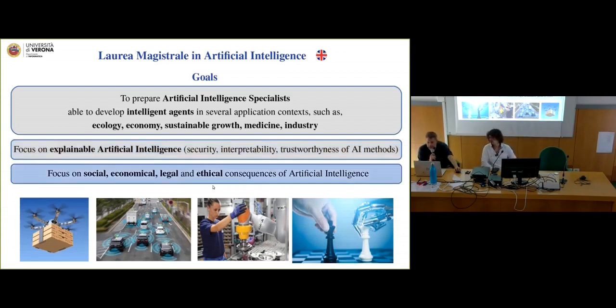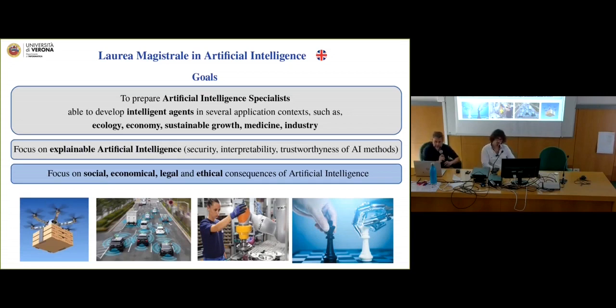Of course, if we want to go in this direction, we should also focus on the social, economic, legal, and ethical consequences of artificial intelligence. You can think of an agent that has to suggest to a medical doctor some drugs to give to a patient. Also in this case, ethics is important. You cannot just say, okay, I don't know if this works or not, so I just try and then see what happens.